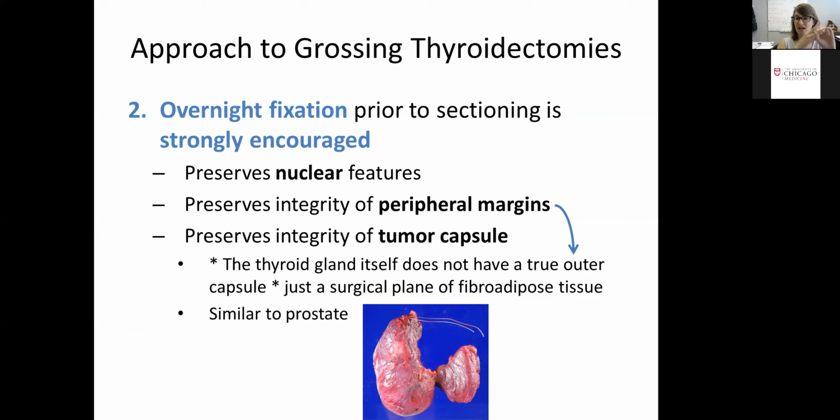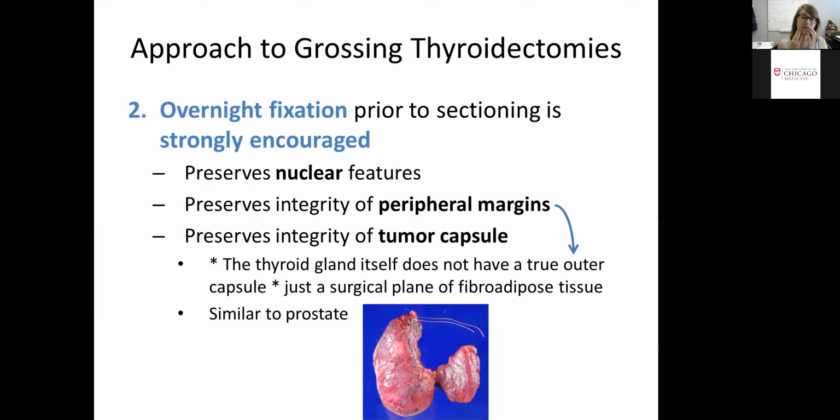It preserves the integrity of the peripheral margins of the specimen, right? The fibrovascular plane. I'm not going to say capsule. But it does preserve also the integrity of the tumor capsule, if there is one, right? So the thyroid gland itself does not have a capsule, just a plane, just like prostate. But tumors in the thyroid could actually have tumor capsules. And we also want to preserve the integrity of those.